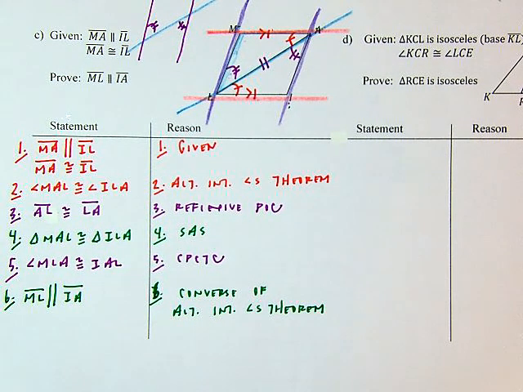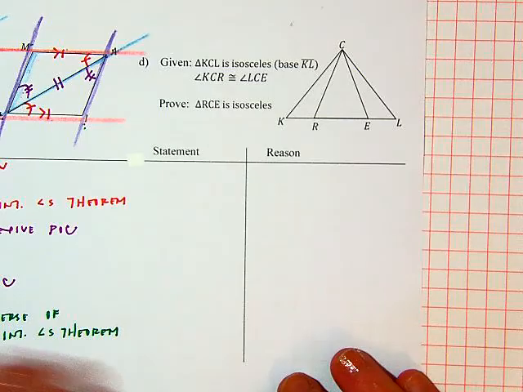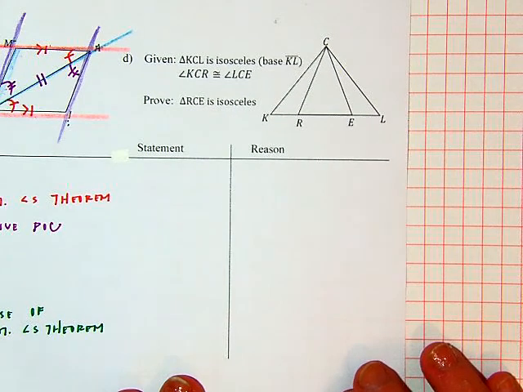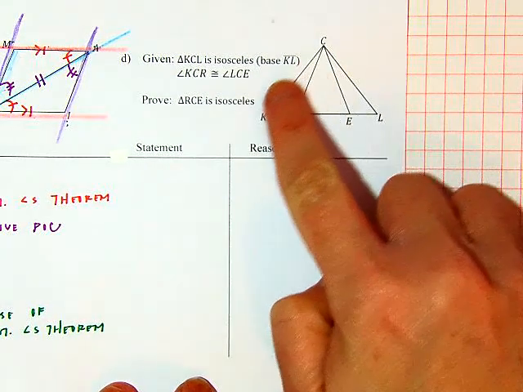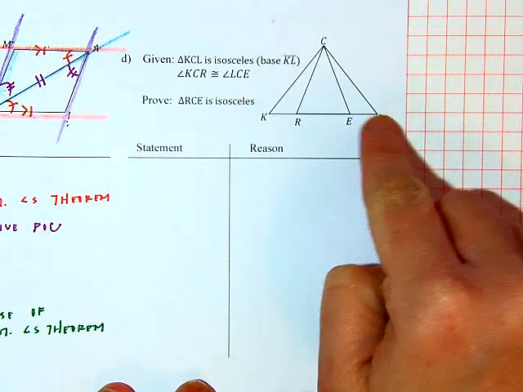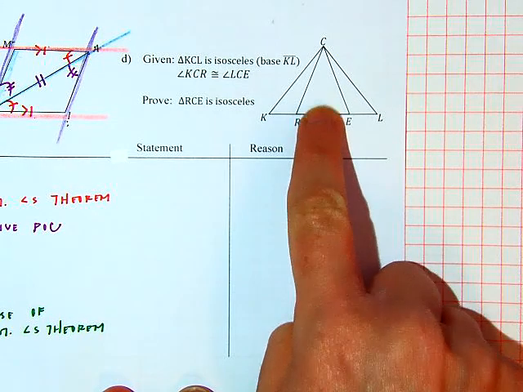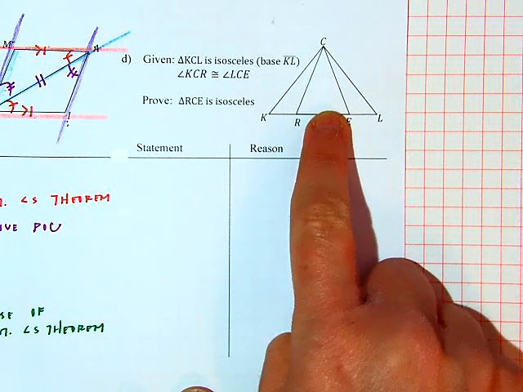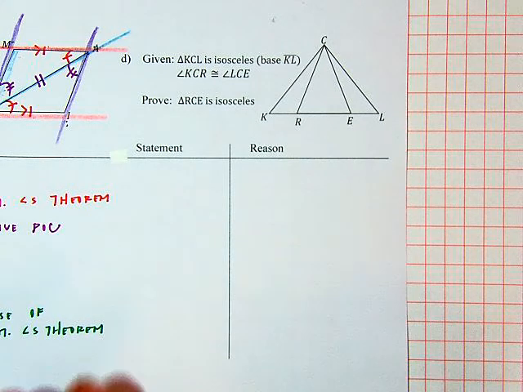All right, we have one more proof. So in this one, we are given that this triangle, this big one, is isosceles. And we want to finish with this small one, also isosceles. So we know we're going to have to use triangle congruence somewhere in this proof, so let's get started. Let's look at that big triangle and see where, knowing that it's isosceles, that's going to lead us.